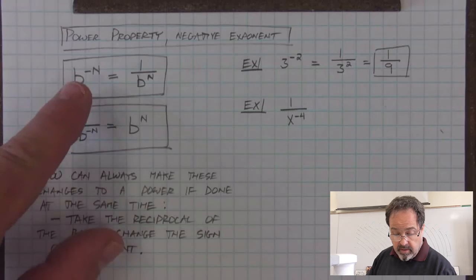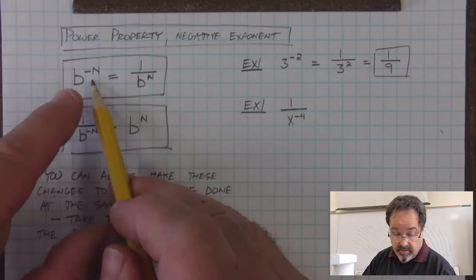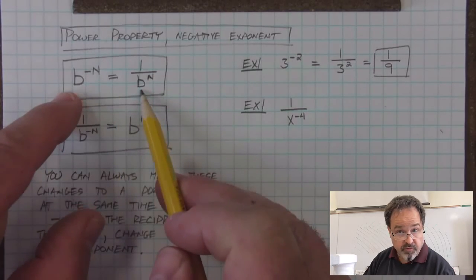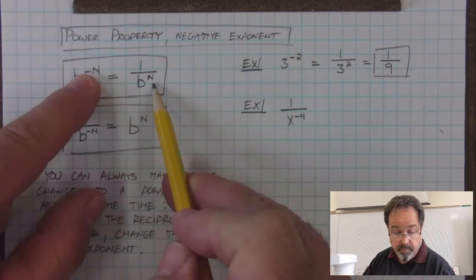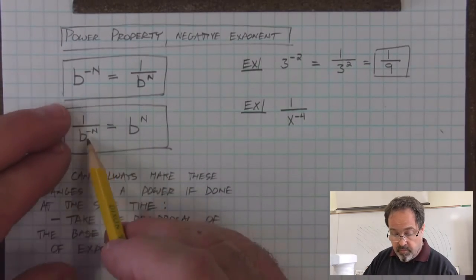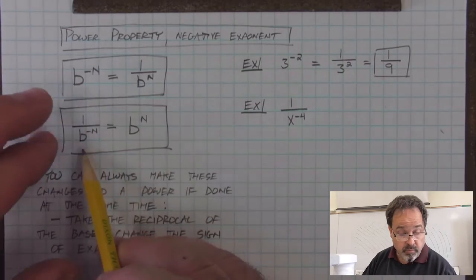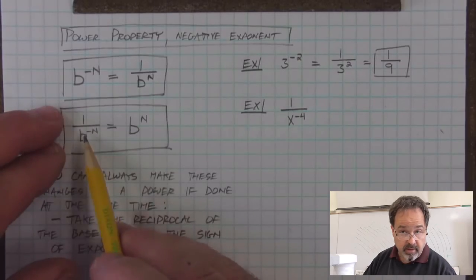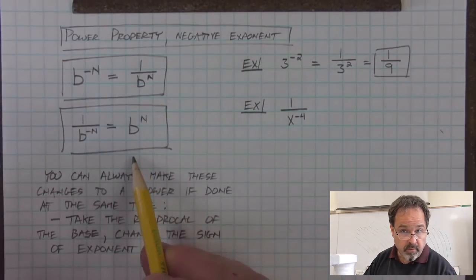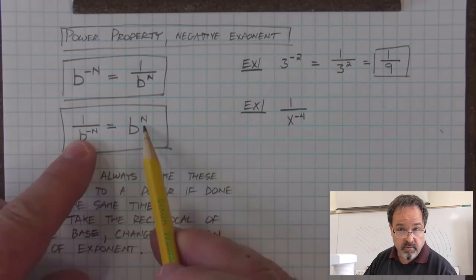Take a look. In this case, if we have b to the negative n, then we can take the reciprocal of that base b, which is 1 over b, and change the sign of the exponent from negative to positive. In this case, the reciprocal of the base we think of as 1 over b. So the reciprocal of 1 over b is just b. We are ignoring the b over 1 and change the sign from negative to positive.